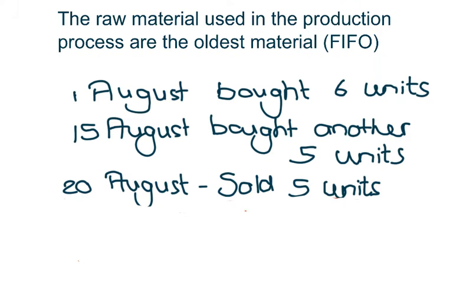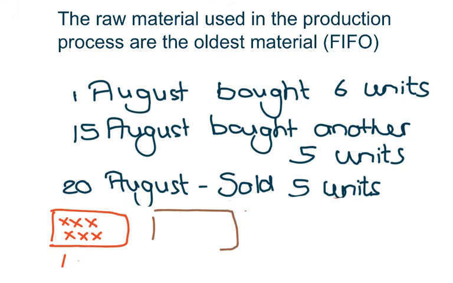So let me draw this, and I will say this is the 1st of August and I had 6. So there's my 6 units. All right, and now on the 15th of August, I bought 5 more. There's my 5. And now I'm saying on the 20th of August, I'm selling 5 units. We are saying we will sell the oldest material, or we will use the oldest material first. All right, it's 5 units.